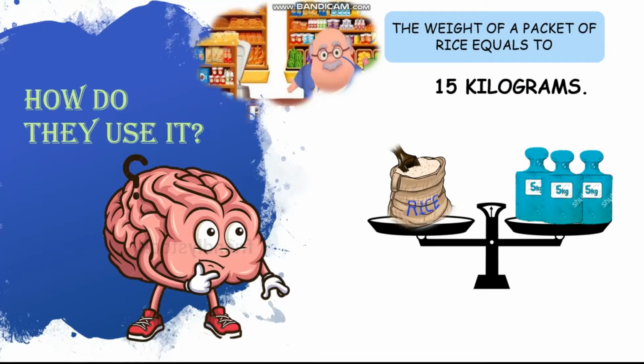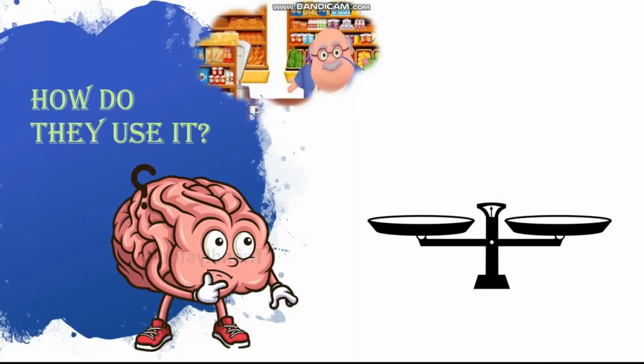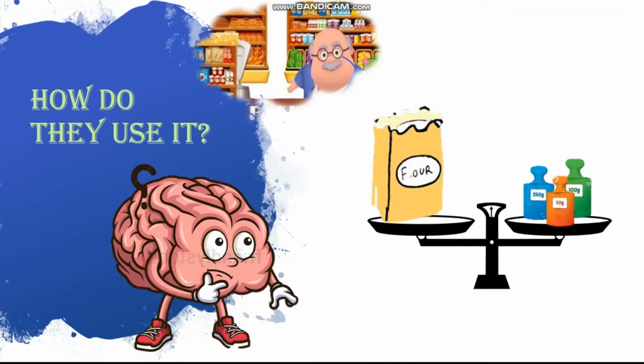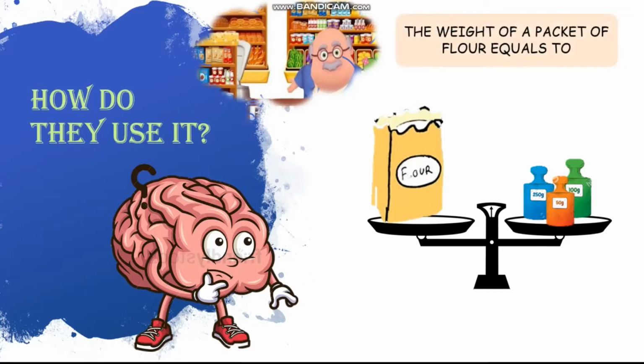Oh, it's so interesting. Let's think about the second example. For the second one, Uncle Fred wants to find the weight of a packet of flour. In order to find it, he puts the flour on the left side and some weights on the right side. And when the balance is established, he says the weight of a packet of flour equals the addition of these weights, which is 400 grams. It's so amazing.